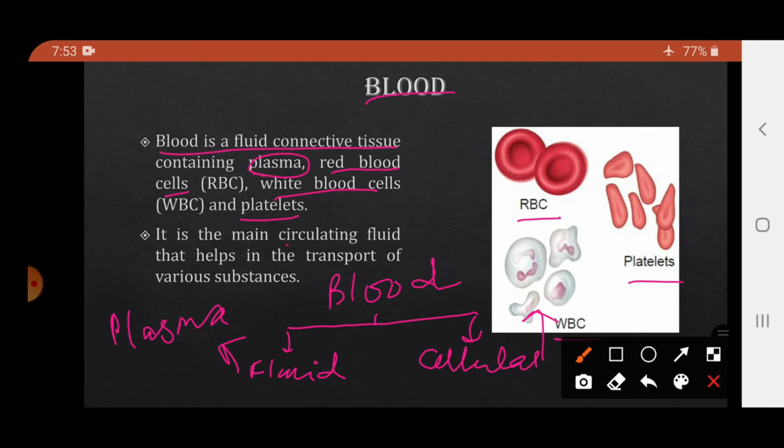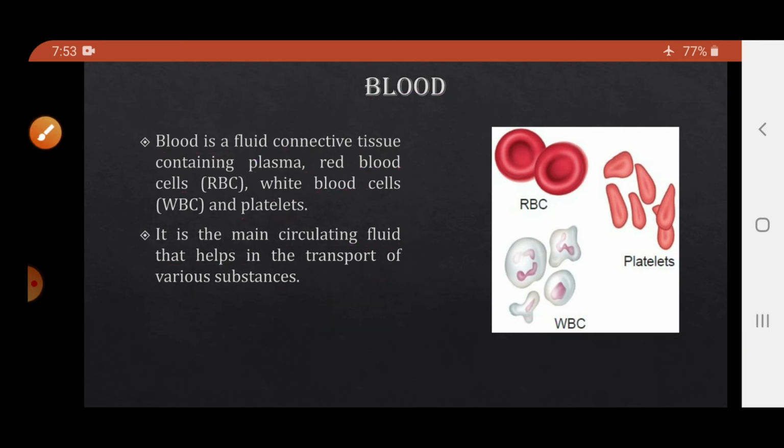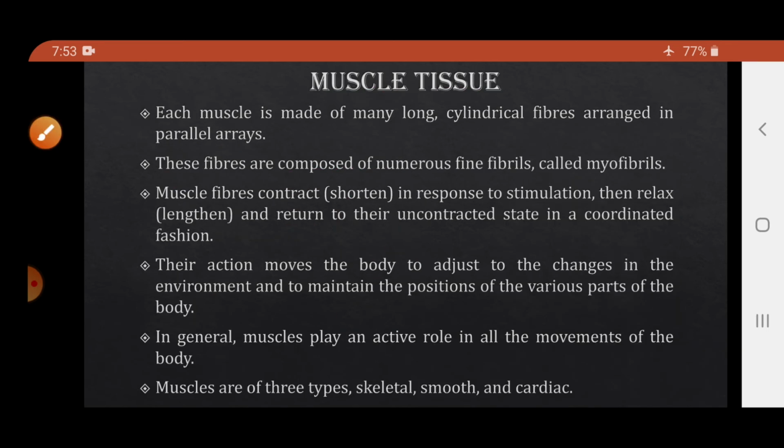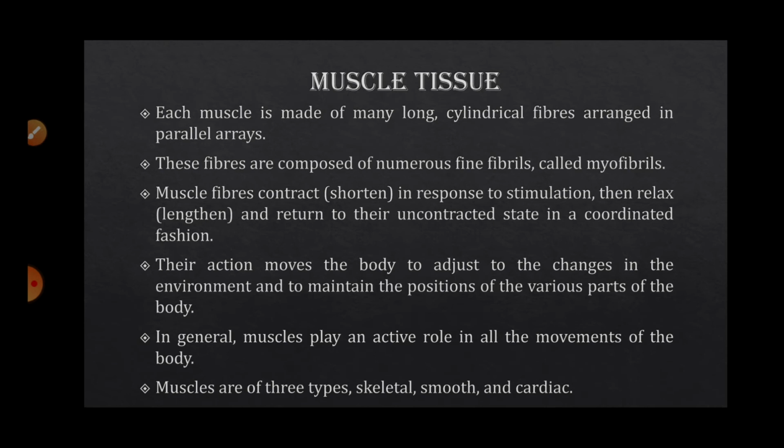Now it is the main circulating fluid that helps in the transport of various substances. Who does the main transportation work in our body? Blood. Which is the main circulating fluid present in large amounts throughout the body? Blood. And what is its function? Transportation of different substances. So that is regarding blood, which is a fluid connective tissue. So we have completed the connective tissue.